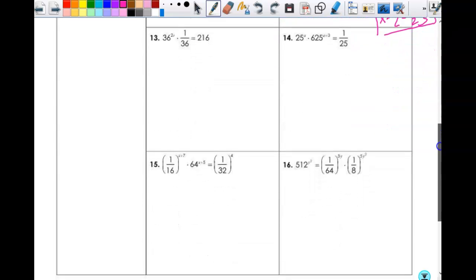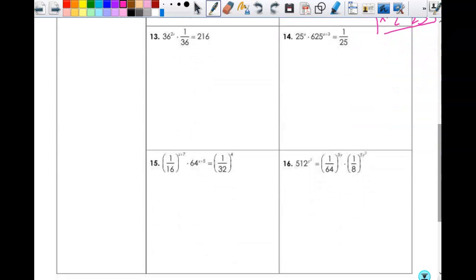Can 36 be my common base? Well, 36 squared, is that 216? No, even if you don't know what it is, you know it's not 216, so 36 is not an option, right? So what would my base have to be? 6. Good.